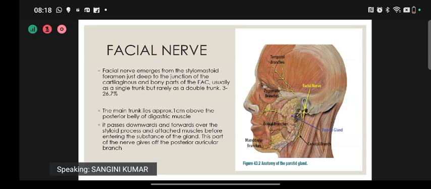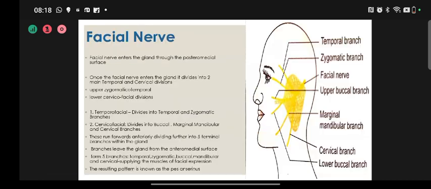And this part gives off the posterior auricular branch. It enters the gland through the posteromedial surface. Once the facial nerve enters the gland, it divides into two main divisions. The upper is the zygomaticotemporal and the lower is the cervicofacial. The zygomaticotemporal or the temporofacial further divides into temporal and zygomatic branches. The cervicofacial further goes on to divide into the buccal, marginal mandibular and the cervical branches.